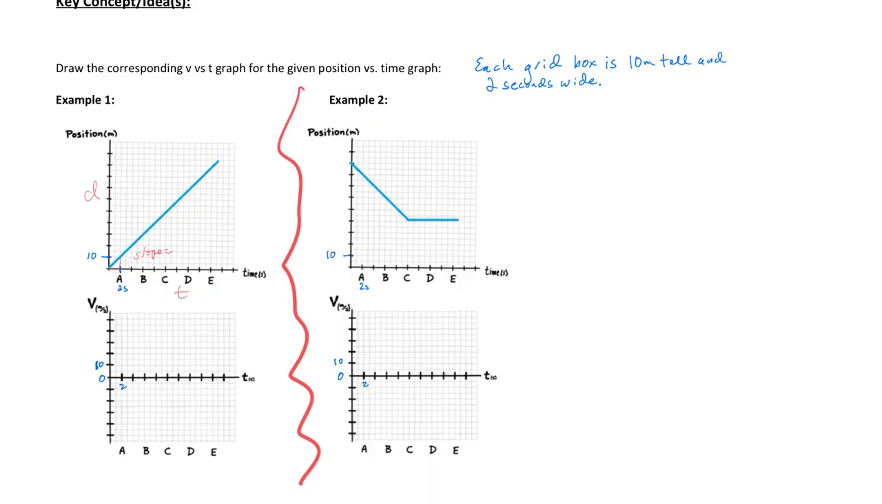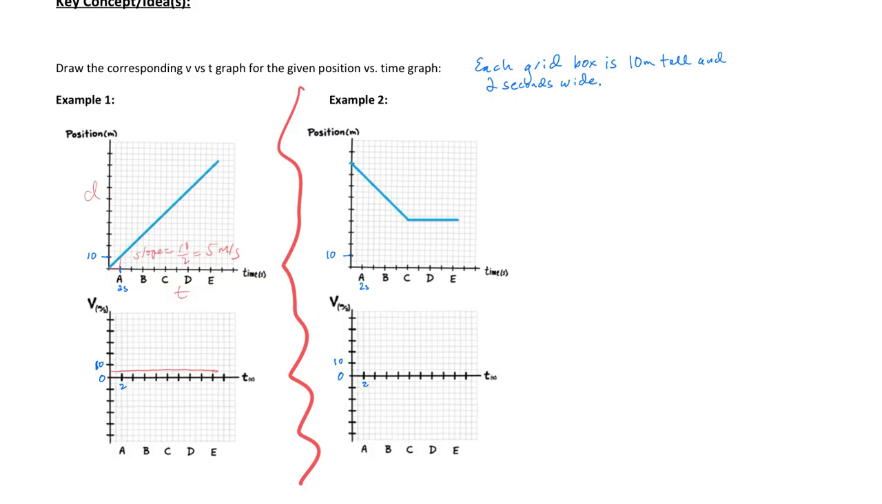Slope is 10 over 2 equals 5 meters per second, and it's staying constant the whole time. Okay, so the slope is 5 meters per second. I go to my V versus T graph over here. And let's see. My 5 is right here, so it's a steady 5.